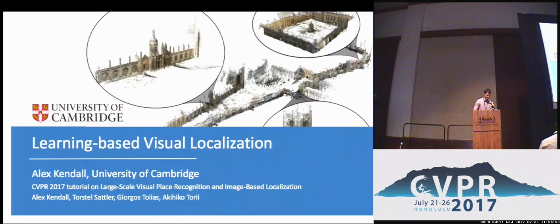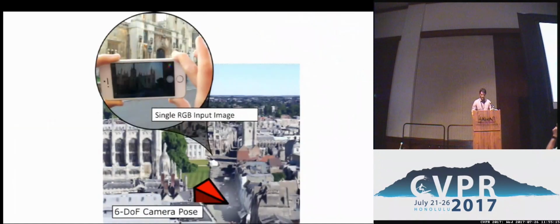Okay. Hi everyone, sorry about that. Let's get started on the last section of this tutorial. I'm Alex Kendall and I'm here from Cambridge University. I'm going to be talking about machine learning for visual localization. So hopefully this is a natural extension to what you've heard so far. In case you've just walked in, this talk's all about trying to get a 6-degree of freedom camera pose from an image, from a query image in a previously explored area.